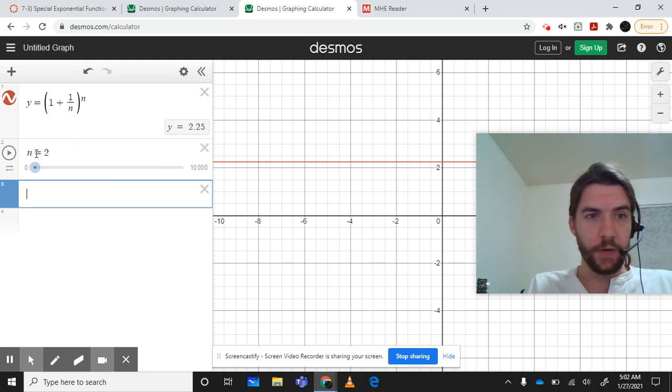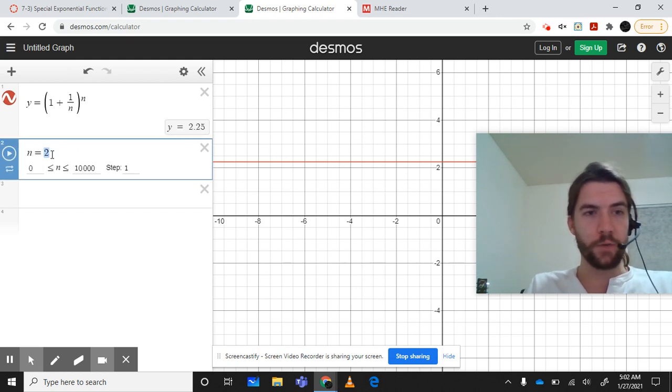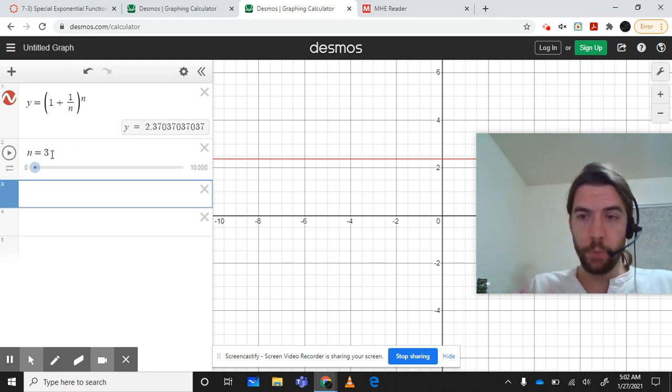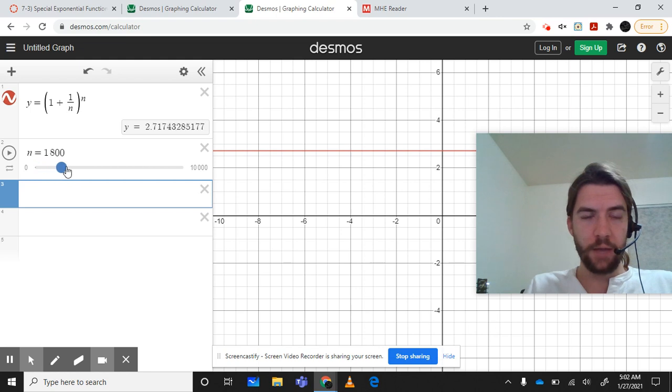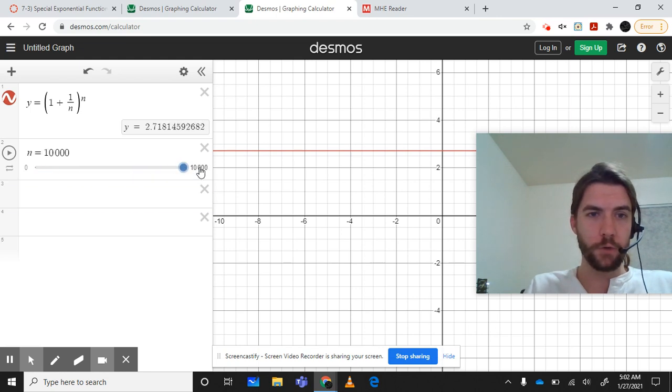We get 2.25. As we go on, I'm going to add a third, and then I'm going to multiply that total by itself 3 times. I'm going to cube it. We get 2.37, and so on and so forth. As we move out, we approach a certain number, 2.718.